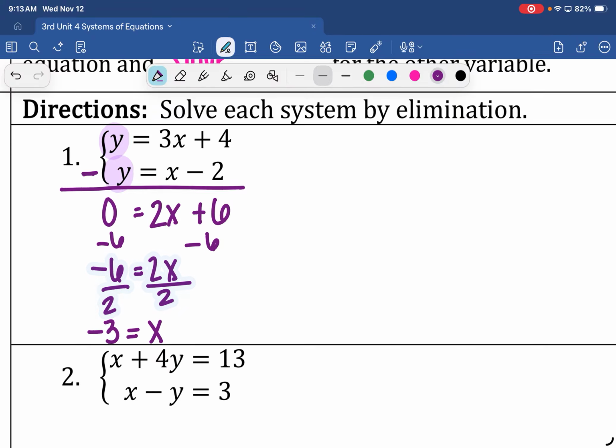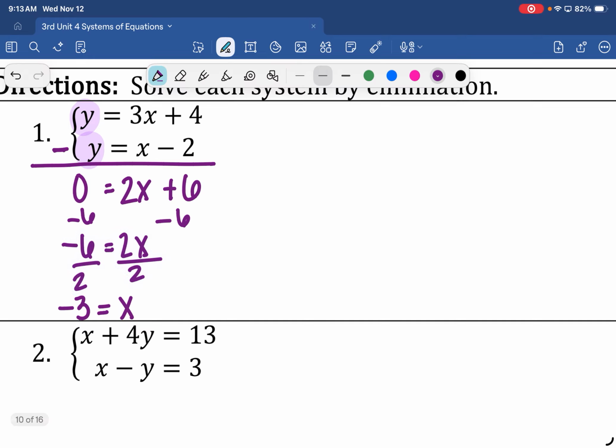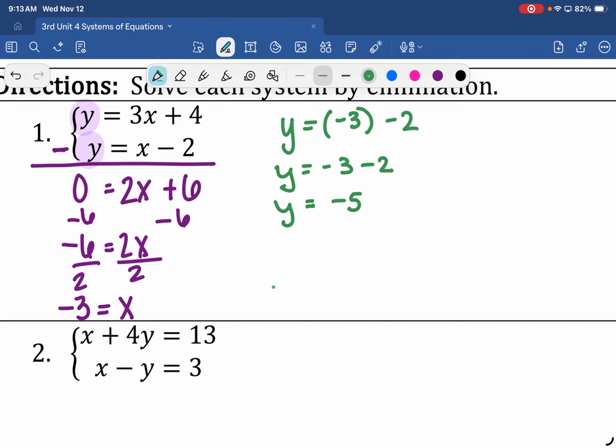So we can use either equation. I tend to go for whichever equation will be easier for me to plug into. So in this one, it would probably be the second one. So we're going to do y equals, but what is x now? Minus 2. So what is negative 3 minus 2? So y is equal to negative 5. How would I write the solution to this? Negative 3, negative 5. There we go. That is how we use elimination. Okay? We have to line everything up, eliminate a common coefficient, and solve for the other variable.